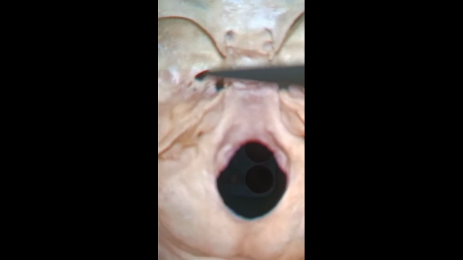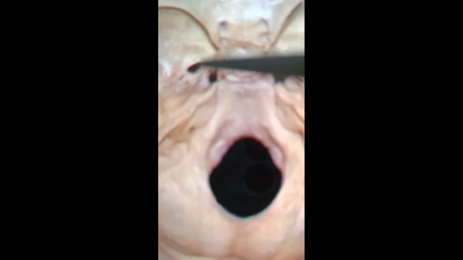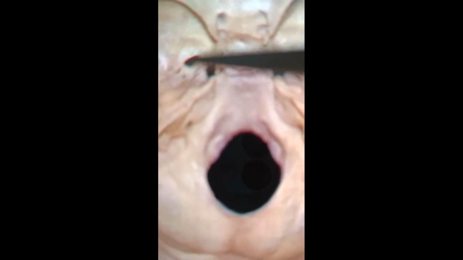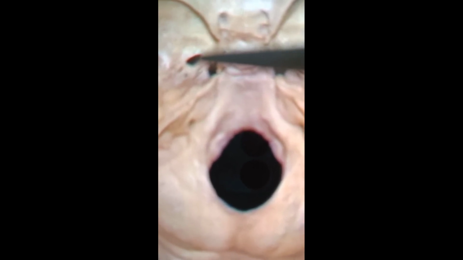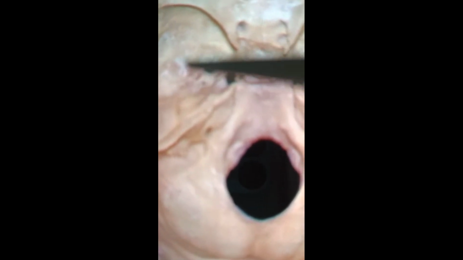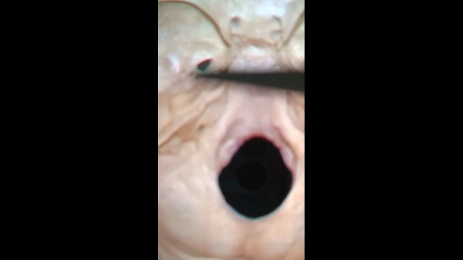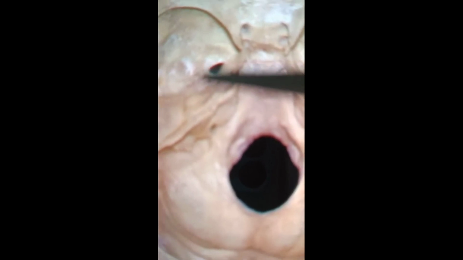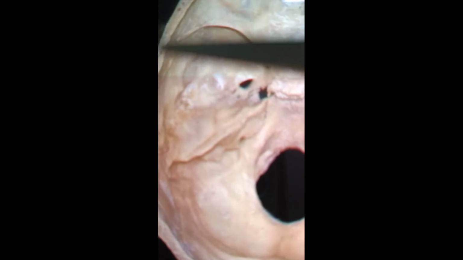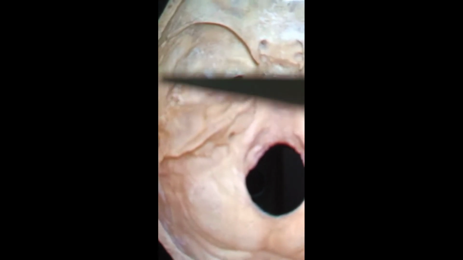What passes through the foramen ovale? The mandibular nerve, accessory meningeal artery, lesser superficial petrosal nerve, and emissary vein. Then you have a foramen spinosum behind it. This foramen spinosum passes the middle meningeal artery. The middle meningeal artery climbs like this, and it is responsible for extradural hemorrhage. Then you have a foramen lacerum here.